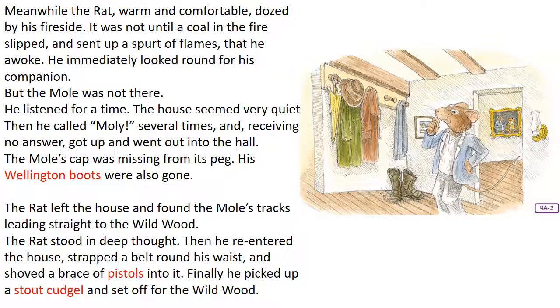The mole's cap was missing from its peg. His Wellington boots were also gone. The rat left the house and found the mole's tracks leading straight to the Wildwood. The rat stood in deep thought. Then he re-entered the house, strapped a belt around his waist, shoved a brace of pistols into it. Finally, he picked up a stout cudgel and set off for the Wildwood.